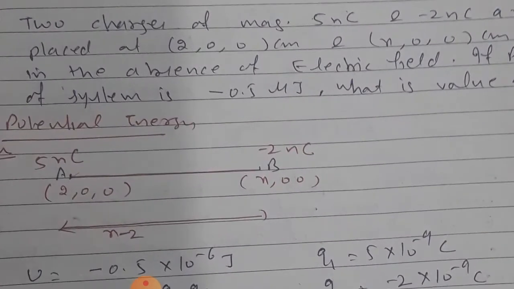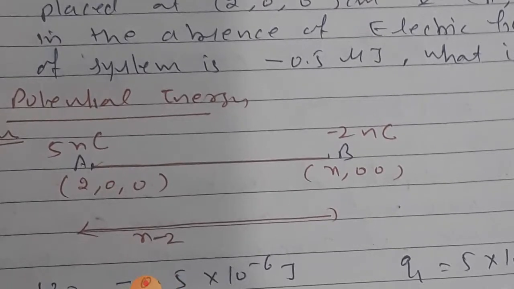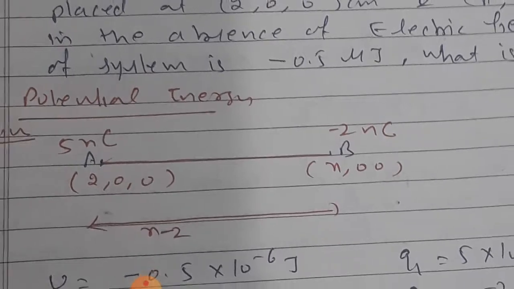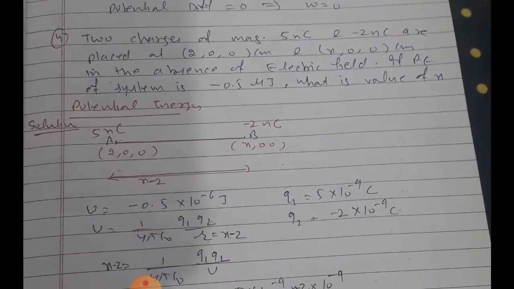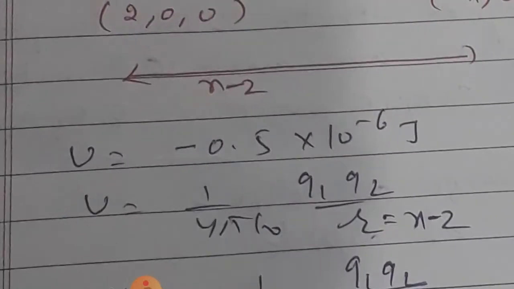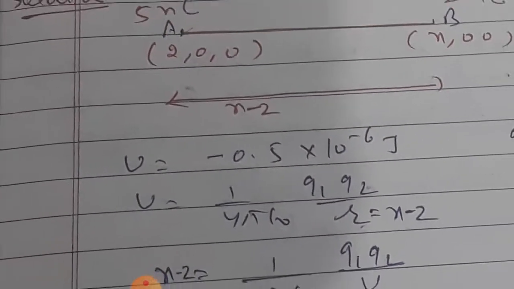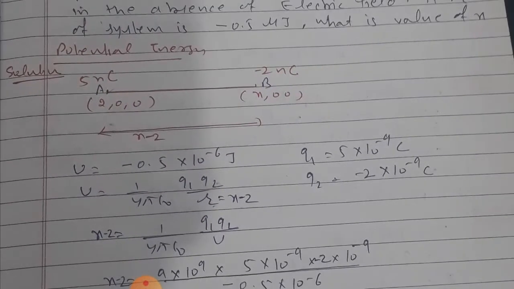What is given? We are given two charges, their coordinates are given, and we know the potential. These two charges are placed in the absence of electric field, and we know the potential energy of the system, and it is given minus 0.5 into 10 raised to power minus 6 joule. Now we know the formula for potential energy. It is equal to 1 by 4 pi epsilon q1 q2 by r.